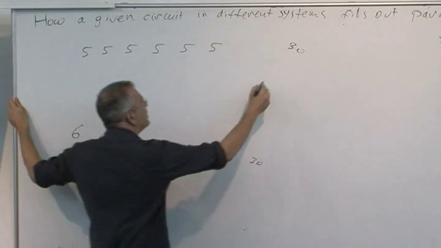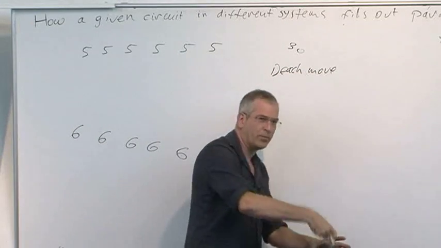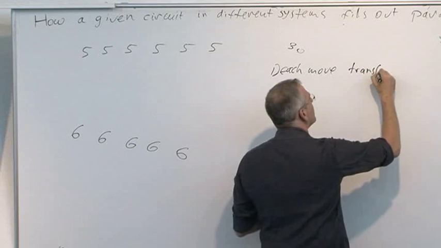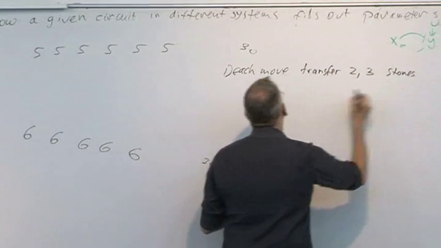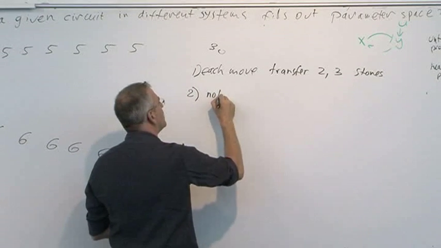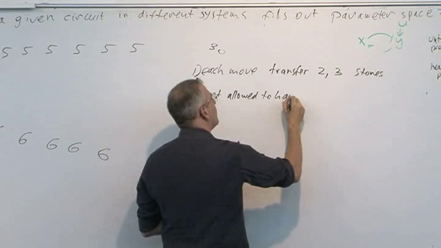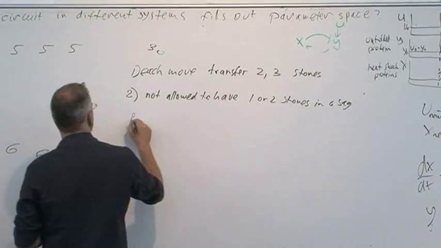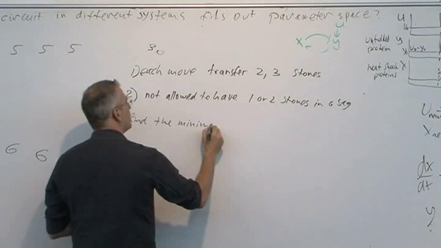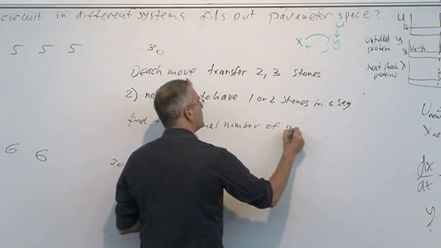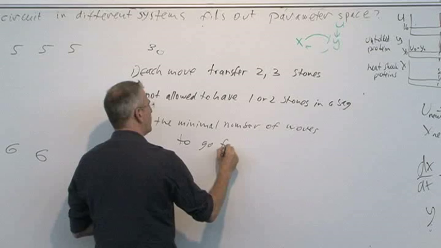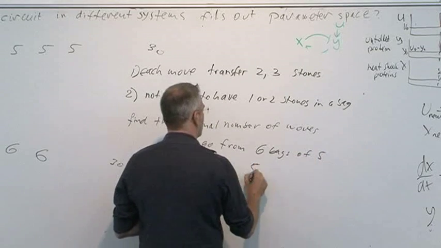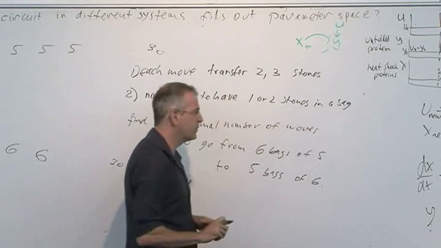And the rules are, in each move, you take one bag, you take some stones and move them to another bag. That's the rule. In each move, you can transfer either 2 or 3 stones. And you're not allowed to have 1 or 2 stones in a bag. Those are the moves. Your goal is to find the minimal number of moves to go from 6 bags of 5 to 5 bags of 6. Any questions about the rules?